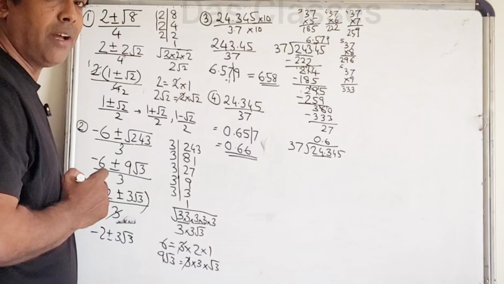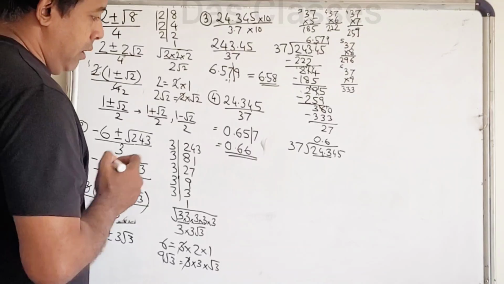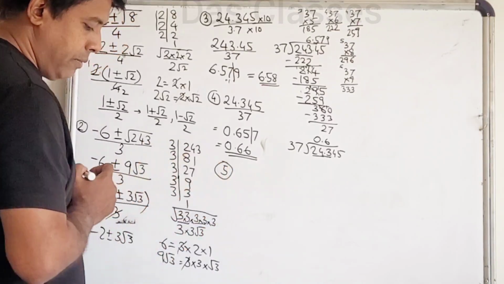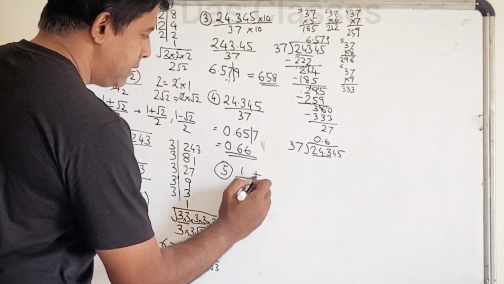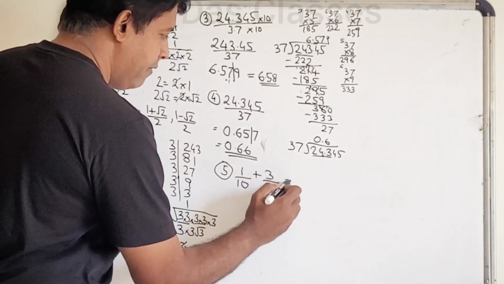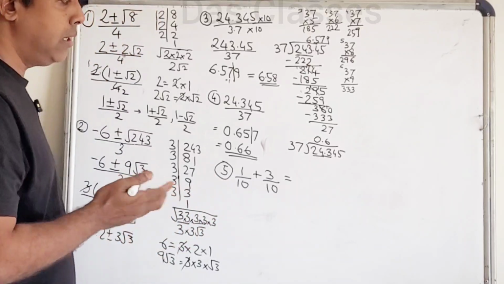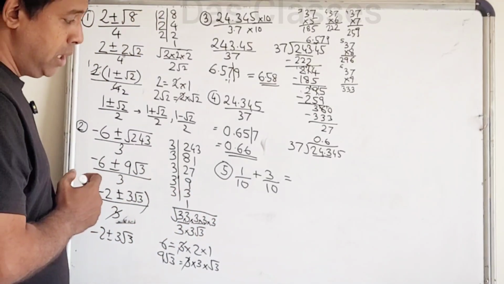This is how we would have written the answer. Next example, 1 upon 10 plus 3 upon 10. Very simple, very basic, but still students make mistakes.